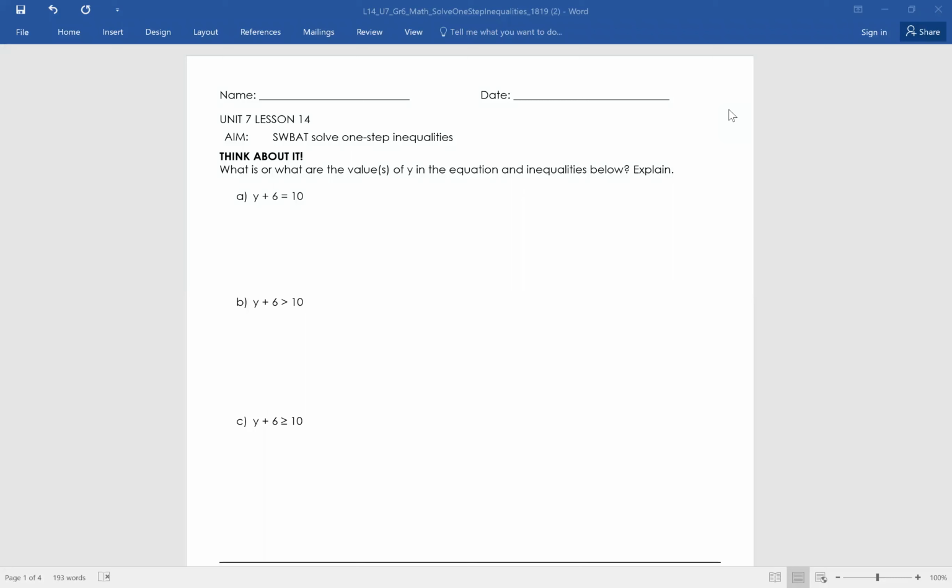All right, guys, let's go ahead and take a look at Unit 7, Lesson 14. We're going to practice what we've been doing yesterday. So it says, what is or what are the values of y in the equation and inequalities below? Let's go ahead and check these out.